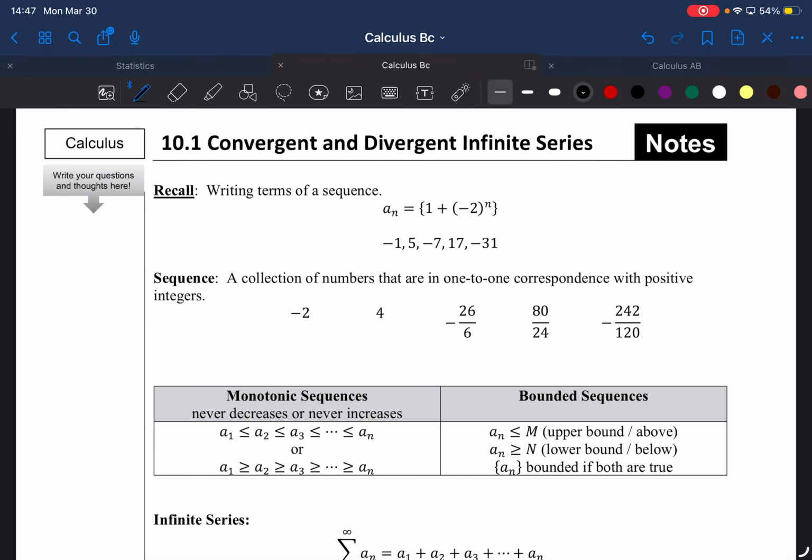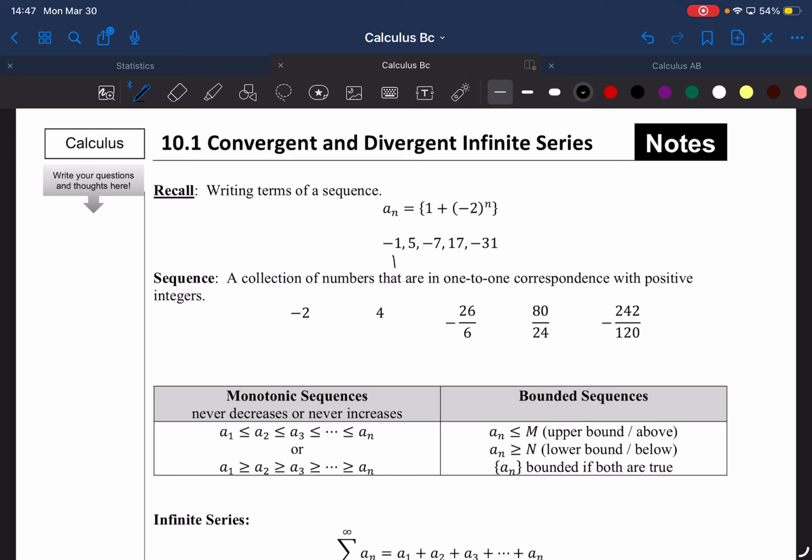Okay, 10.1 Convergent and Divergent infinite series. It says, recall writing terms of a sequence is written as a sub n is equal to 1 plus negative 2 to the power of n. And then you're given some series based upon what n is. So for example, if n was 1 and we were to plug in 1 here, we would have 1 plus negative 2 to the first power, which is negative 1. This is our first number.